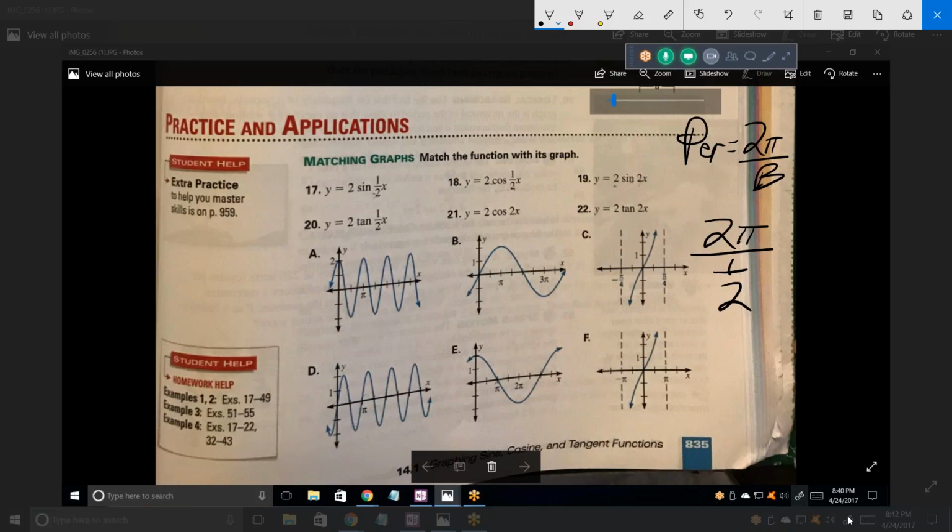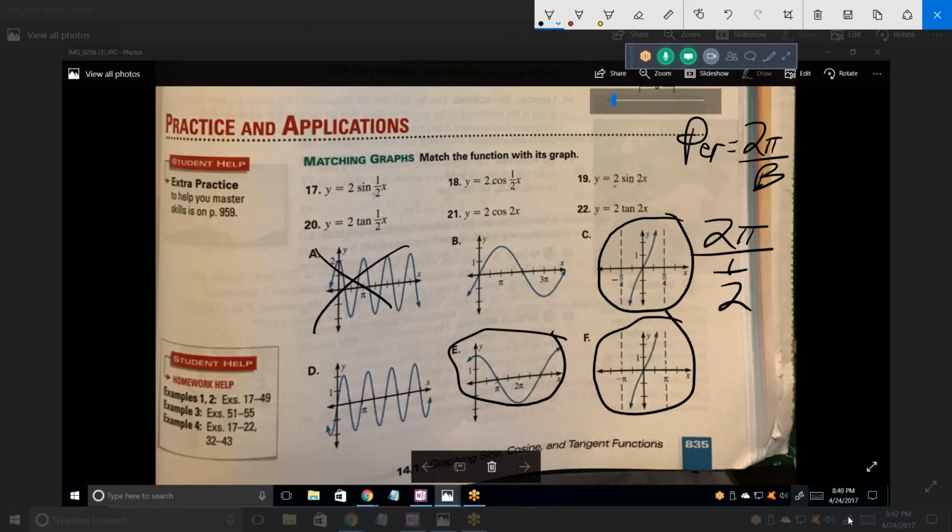Now, let's find a sine function that's got a period of 4 pi. Well, that's a tangent function. That's a tangent function. That's a cosine function. So we got 3 choices, A, B, or D. Which one has a period of 4 pi? It can't be A because that's a cosine function. That's a cosine function also. So that one can't be.